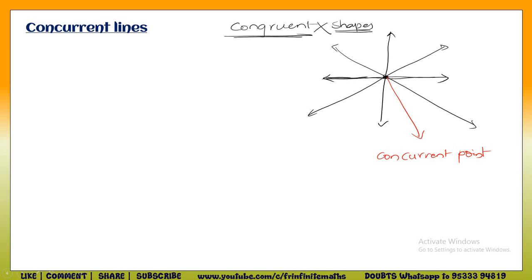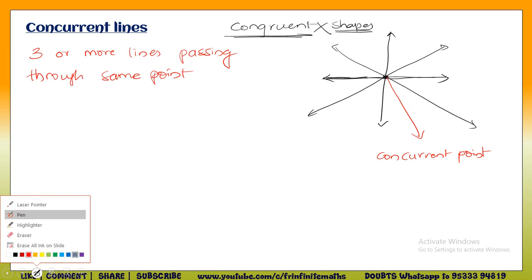Okay, now concurrent lines means, simply, 3 or more lines passing through the same point. Such lines are called concurrent lines. To talk about concurrency, we are going to have some particular conditions which we need to satisfy. Okay, so let us see those conditions.